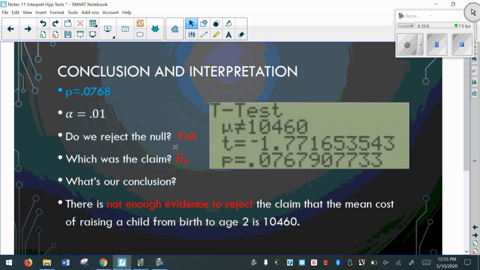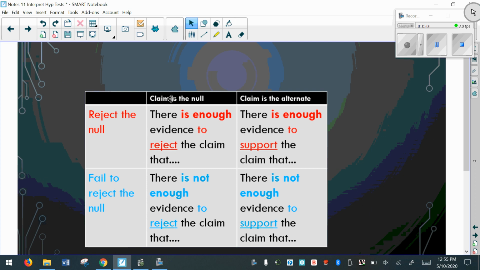Once again, you failed to reject the H sub O. If you're failing to reject, you have to use this answer. If we would reject, we would have picked this one.